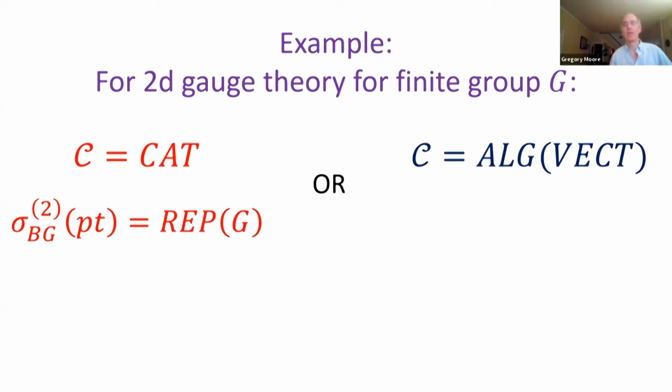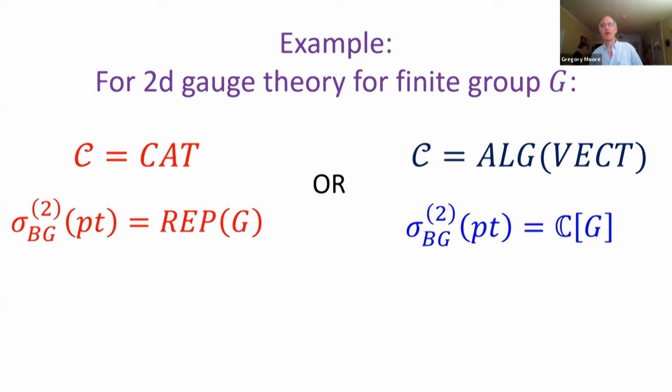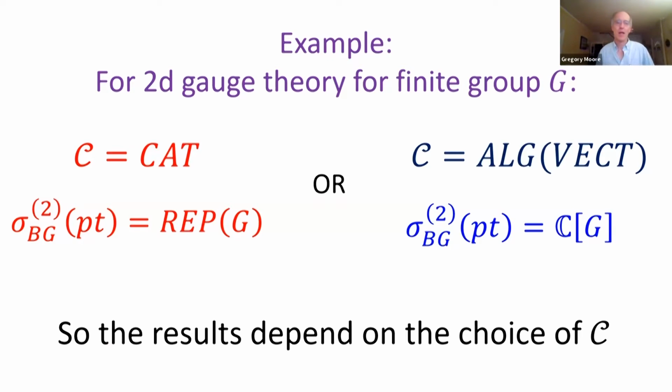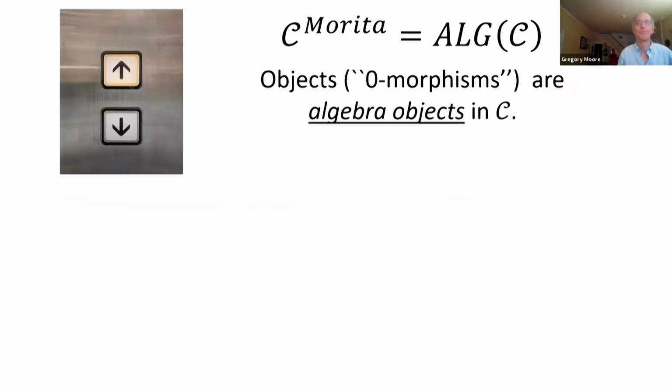If the 2-category is the 2-category of algebras and vector spaces, then the value on a point will be an algebra, and you get good results if you take that algebra to be the group algebra of the group G. Because of something called the cobordism hypothesis, if you know the value of your field theory on a point, then really everything else is determined. But anyway, this stresses that the results really depend on the choice of your codomain category.